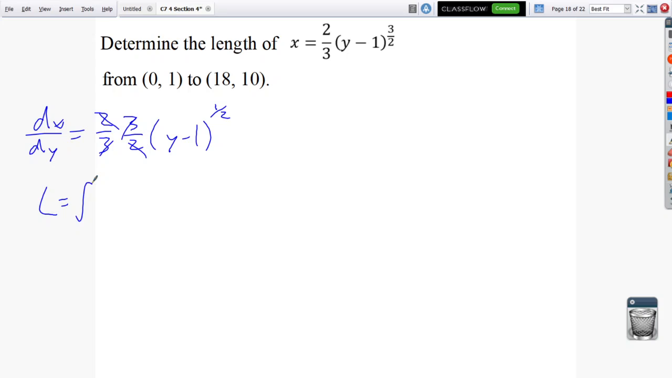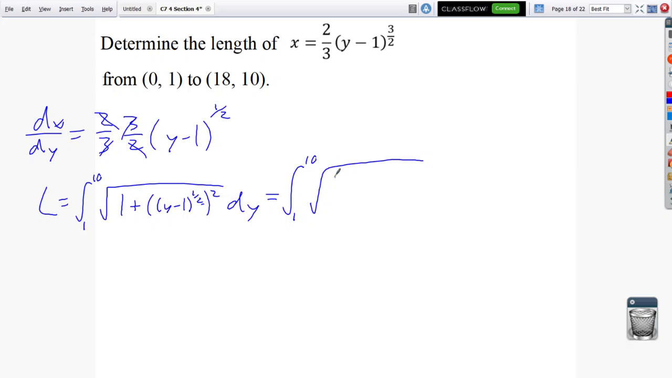Now I can get really easily that my arc length is equal to the integral from something to something. Now here, since it's in terms of y, I'm going to use my y's. I'm going to go from 1 to 10 of the square root of 1 plus (y minus 1) to the 1/2 power squared dy. Okay, well that to me draws some issues here because I see that 1/2 and that squared. That's a square root squared. So I'm not touching my calculator yet because I see some fun stuff happening here. From 1 to 10 of the square root of 1 plus, the half power and second power cancel off.